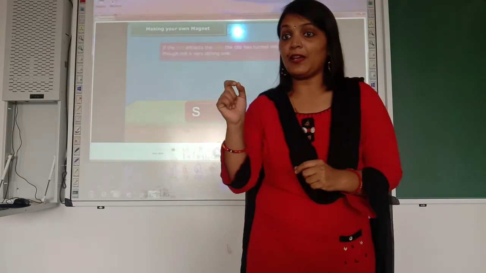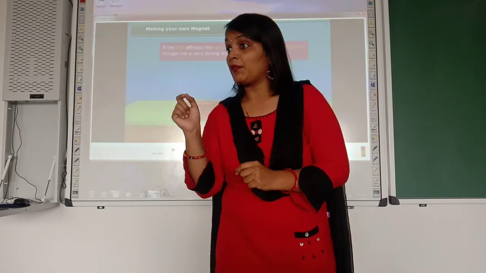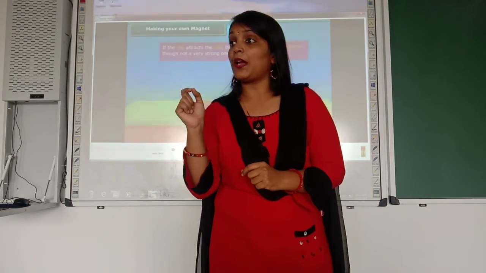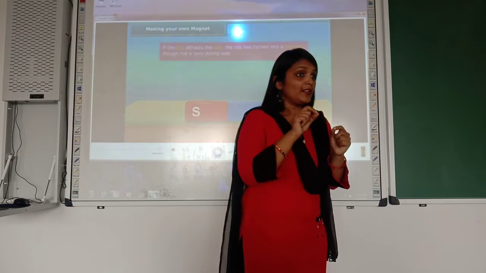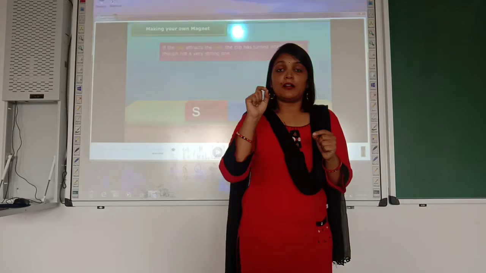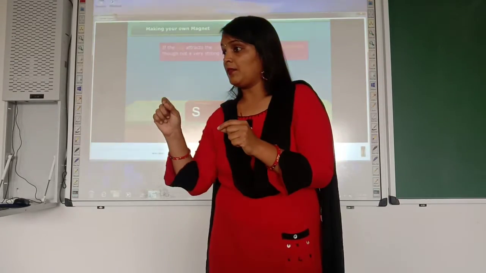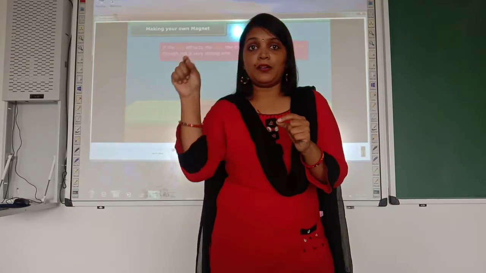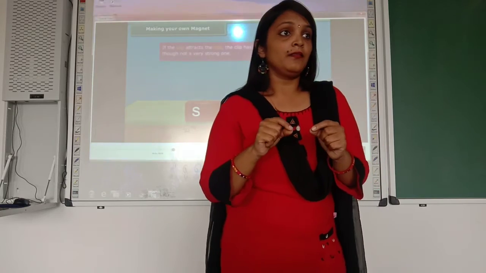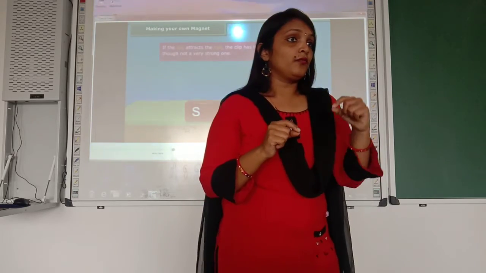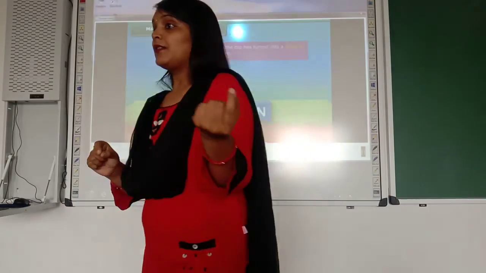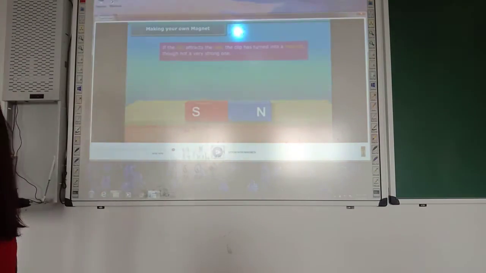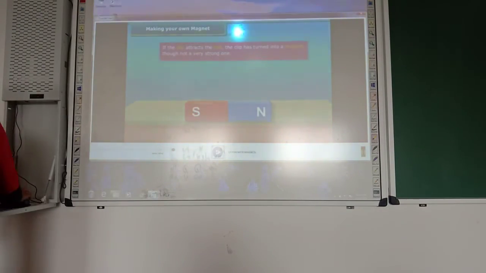That means what did we do? We made a magnet with the help of the previous magnet. From the old magnet, how did we make a new magnet by doing this activity? By taking a needle, a pin or whatever you have, and making it round again and again, then take that needle to other needles, then it will attract all other needles. That is how to make the artificial magnet.